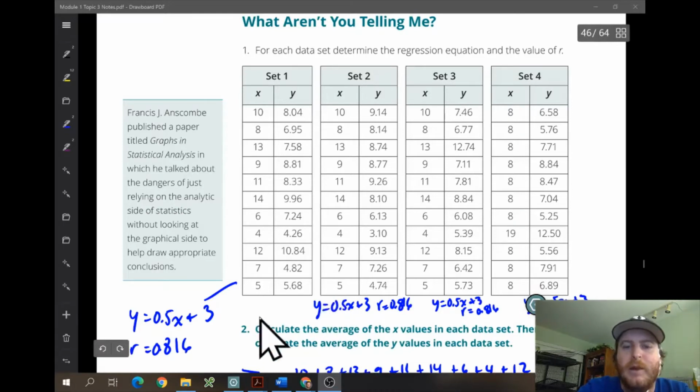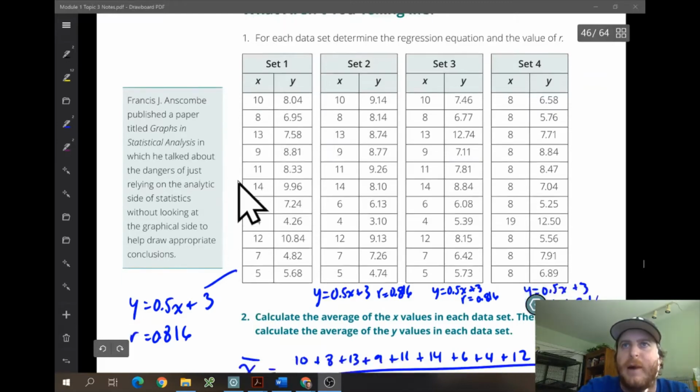Okay? Next, we're asked to calculate the average of the x values in each data set. Remember from middle school math, to do the average, you take all of the numbers, you add them up, and then you divide by how many there are. There are 11 numbers here, so we would add up these 11 numbers and then divide by 11.